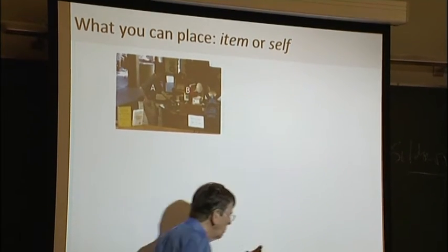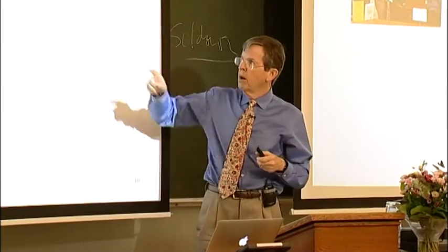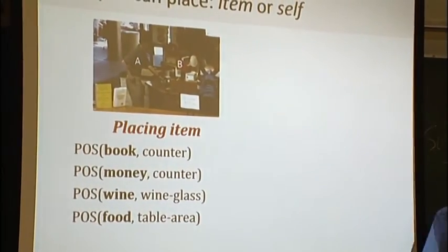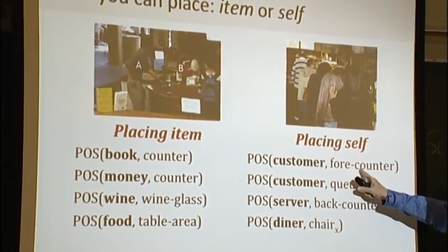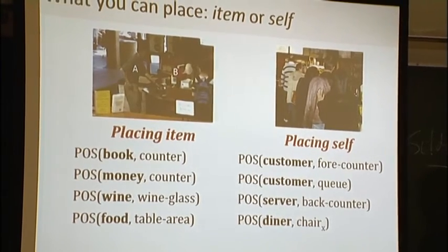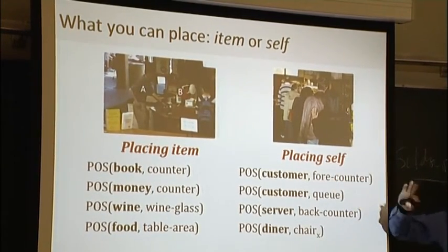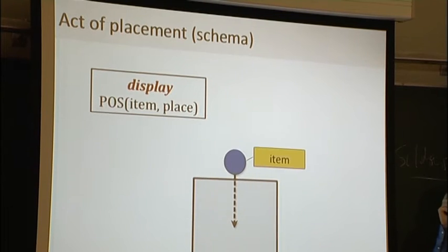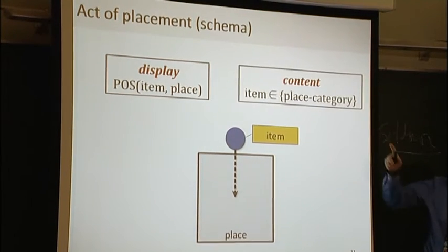The point, I hope you've all seen this already, is that there are two large classes of things that you can position. One of them is people, one of them is objects, items like a book, money, wine, food. These are things that we've seen here, but you also find people placing themselves. So the customer at a counter, the customer in a queue, the server behind the counter, the diner sits at a chair. These are all placements of the self. And this is just common. You see all of these all over the place. So the act of placement then goes something like this. You display an item in a place, and that gives you this content here.